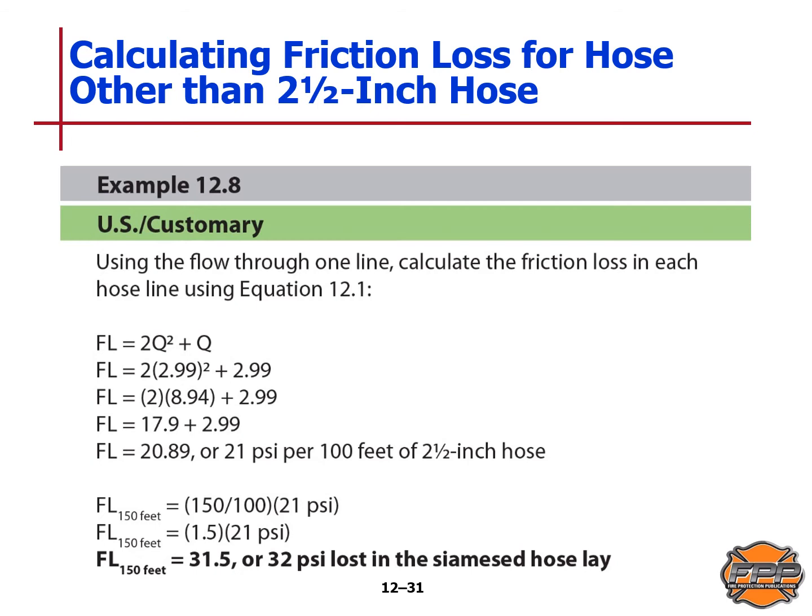So the friction loss for 150 feet of hose equals 150 divided by 100 times 21 psi. Friction loss for 150 feet equals 1.5 times 21 psi. So friction loss of 150 feet equals 31.5 or 32 psi lost in the Siamesed hose lay.